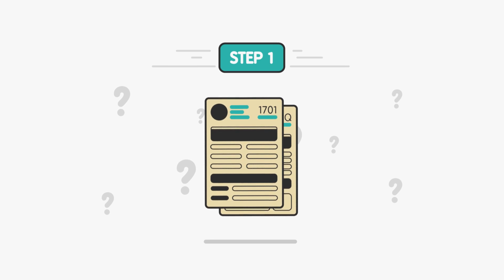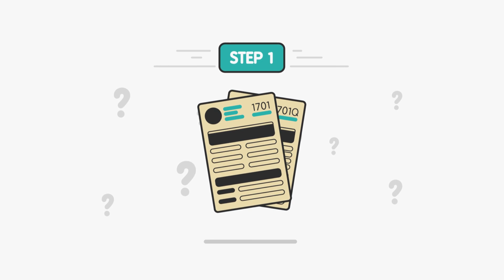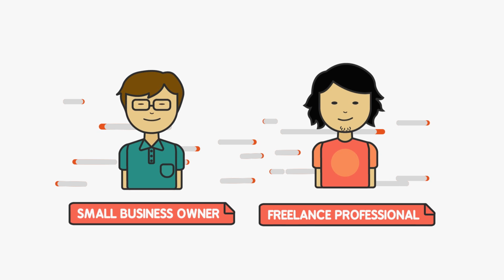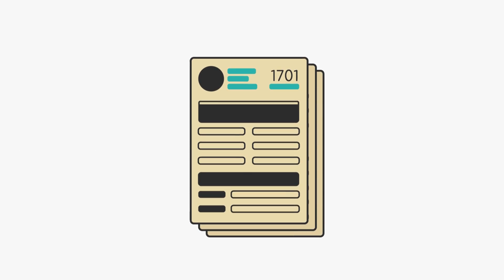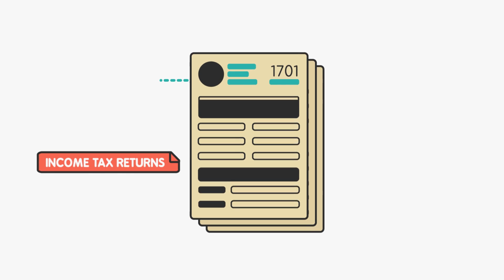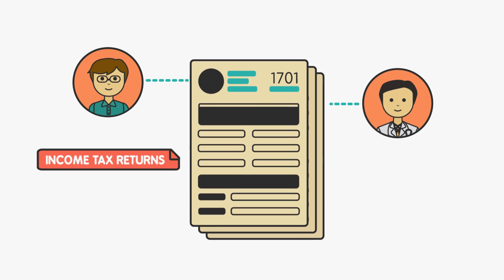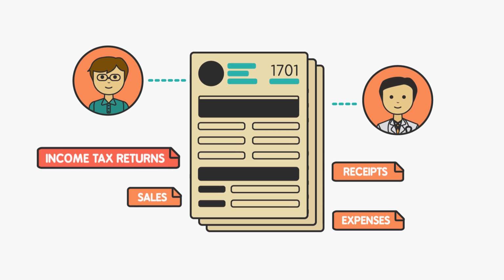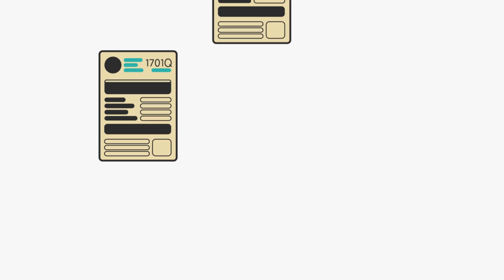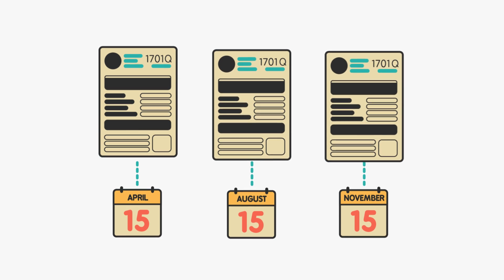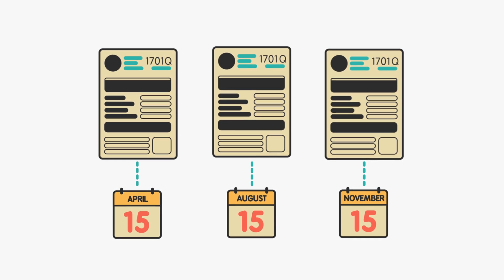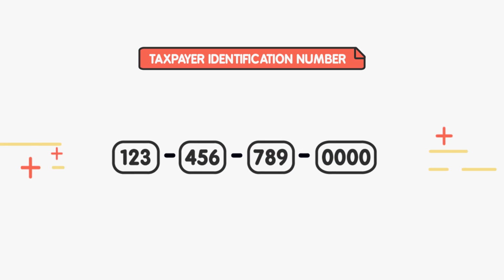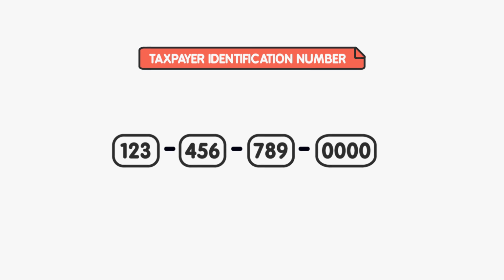Step 1. Know about and understand the purpose of forms needed to settle your income tax as a small business owner or a freelance professional. Form 1701 is for annual income tax returns of small business owners and freelancers. This form summarizes all your transactions over the year. While Form 1701Q is for your quarterly income tax returns, you have to file this form 3 times over the course of a year. You will be needing your TIN for these forms.